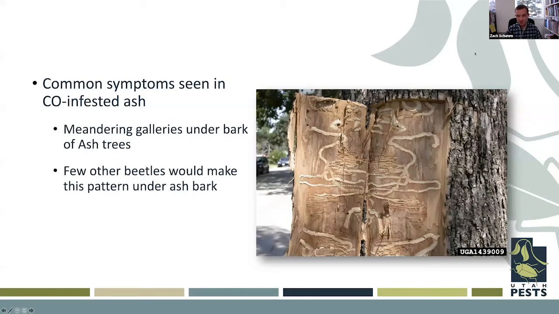So if you see those symptoms on the exterior, the crown thinning, the yellowing leaves or the smaller leaves, that's when you're going to want to check for these galleries. You're going to want to check for those D-shaped exit holes. And a few other beetles make this meandering pattern underneath ash bark, so if you see that, that's a pretty bad sign. If you can combine this with D-shaped exit holes, you probably have emerald ash borer.